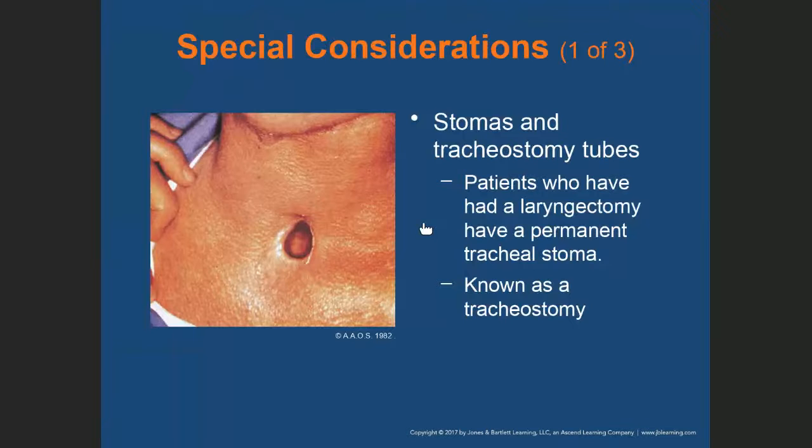Now, special considerations: stomas and tracheostomy tubes. Patients who have a laryngectomy have a permanent tracheal stoma. They can have a partial one as well, known as a tracheostomy.